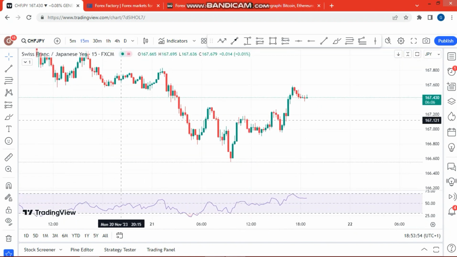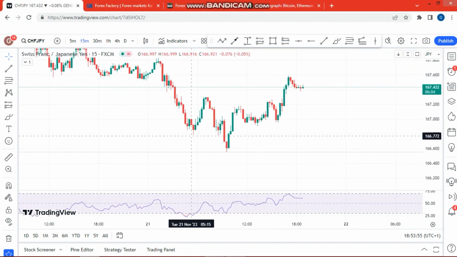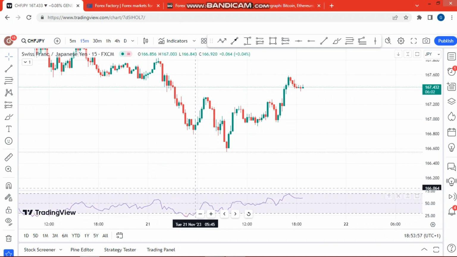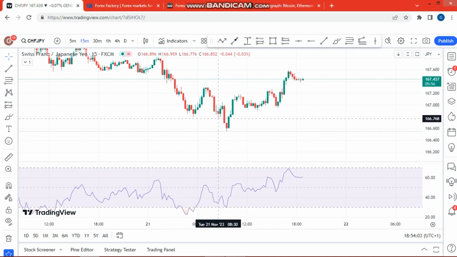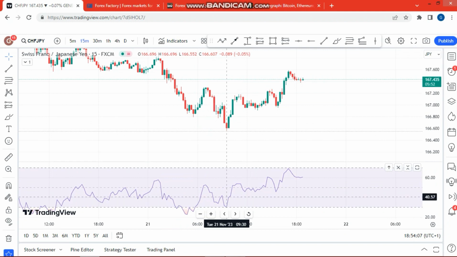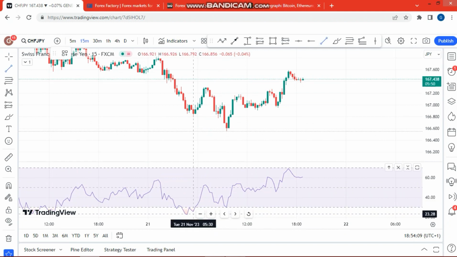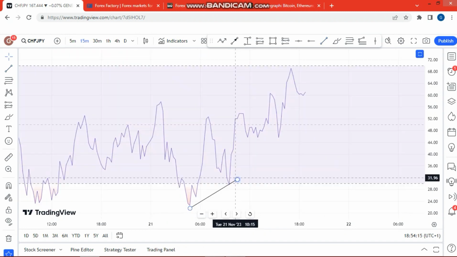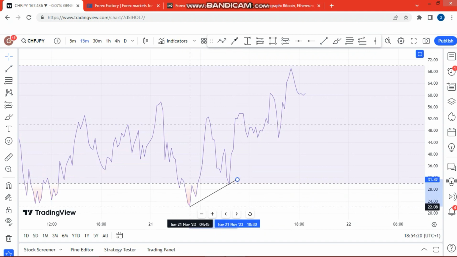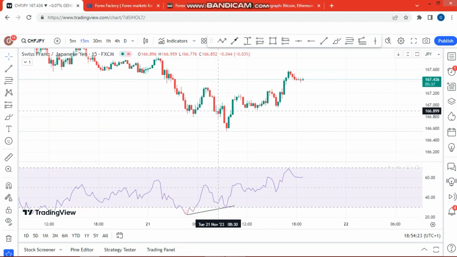So you want to be sure. See price making this low, you see right there, down there at the RSI. See price making this low, and this lower low that the price was making, the RSI was making a higher high instead. And you can see it right there. Let me adjust this properly. All right, so the same thing.